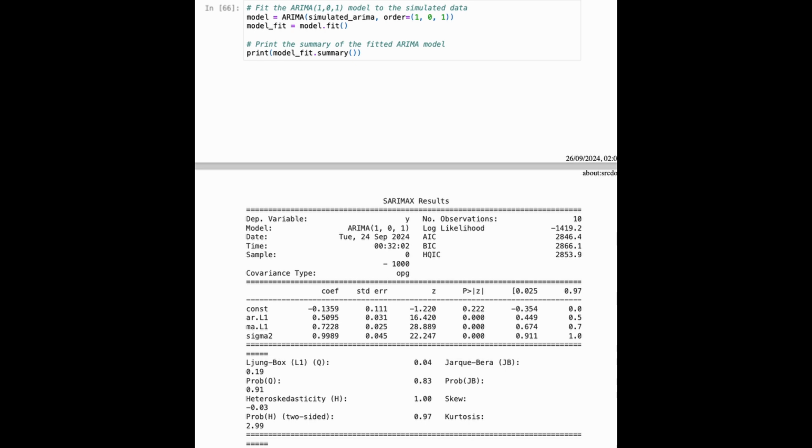The final point is the skewness and kurtosis. The skewness is minus 0.03, indicating near symmetry in the residuals. And also the kurtosis is 2.99, close to 3, suggesting a normal distribution for the residuals. These metrics support that the residuals are well behaved, further confirming the model's suitability for the data.